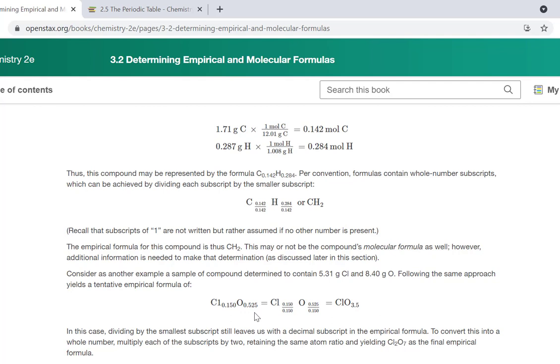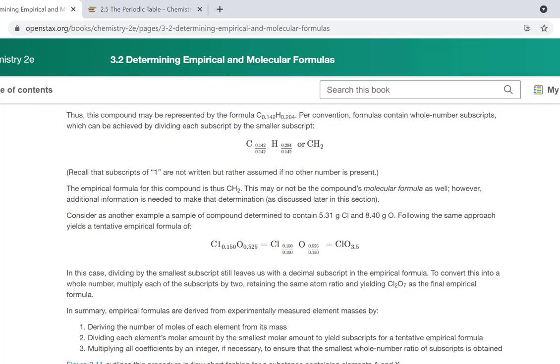We would do the same thing. We would divide by the smallest number, which is the 0.15. So we do that. And what you end up with here is not a whole number, like a 2, not a 1.99, but a 3.5. So are we allowed to round up a 3.5 to a 4?